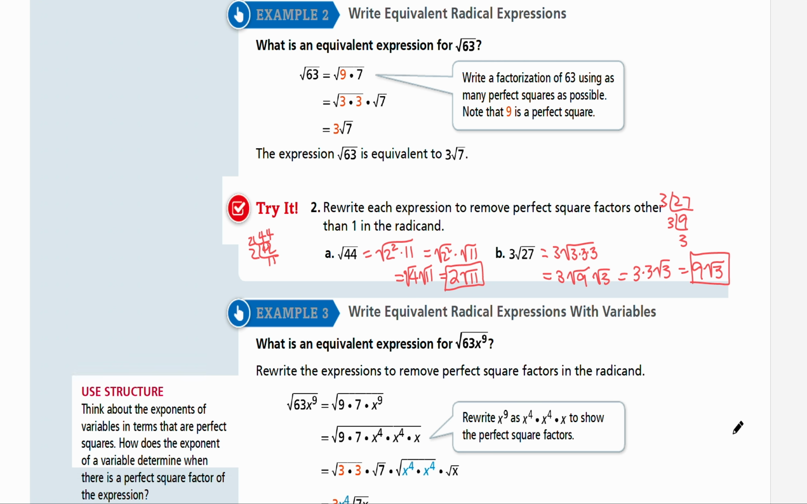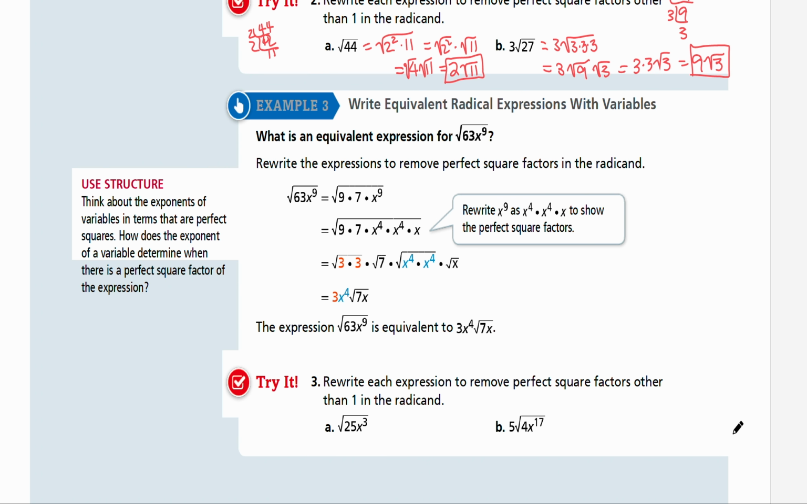Let's look at example 3 now. Write equivalent radical expressions with variables. What is an equivalent expression for root 63 x to the 9th power? So now we may have to factor out even further. So if we have a variable inside, we can also factor out the variable. So use as many factors as possible.